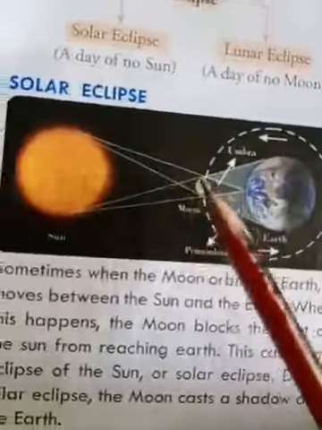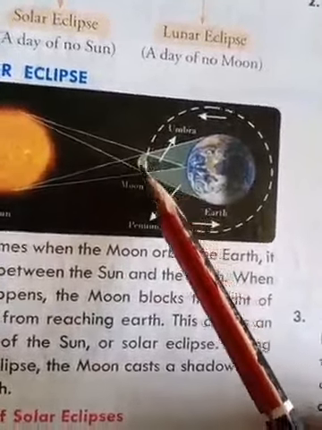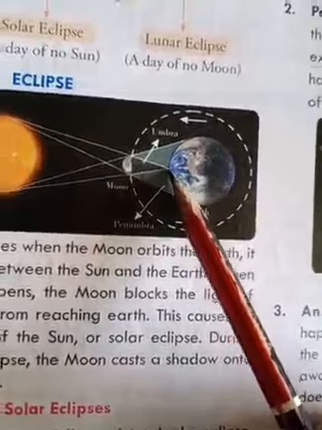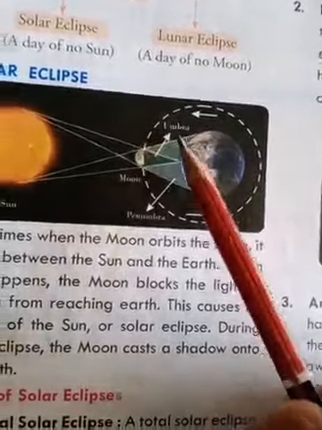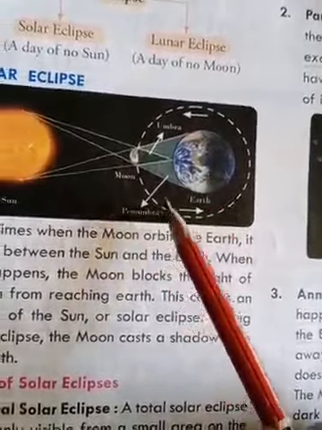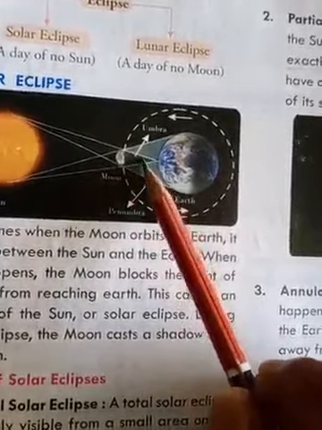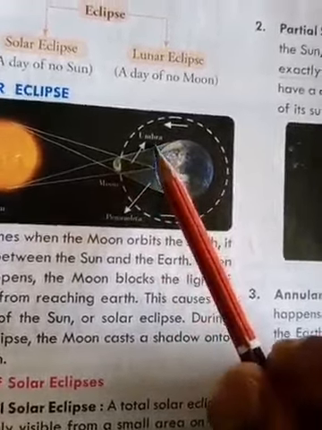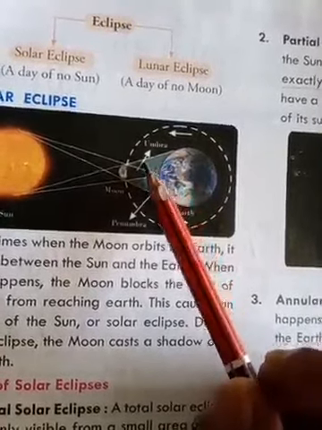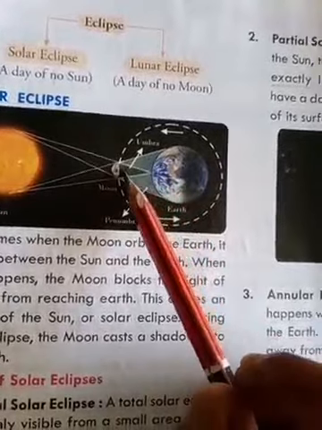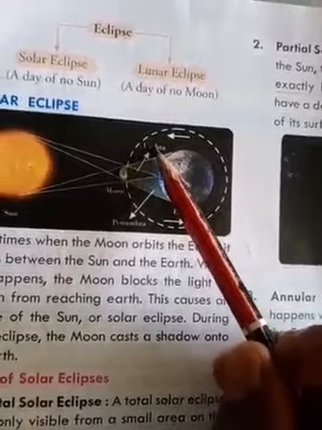That means here you can understand, the sun is giving the light and the moon is blocking. That is why it is making the shadow on the earth. This is called the umbra, this is called the penumbra. This is fully blocking the sunlight, and this side is partial. So a slight shadow is forming here, but here a full shadow is forming. So this is umbra and penumbra.